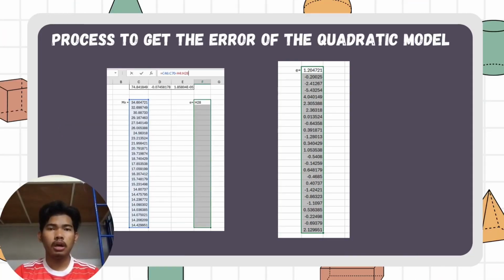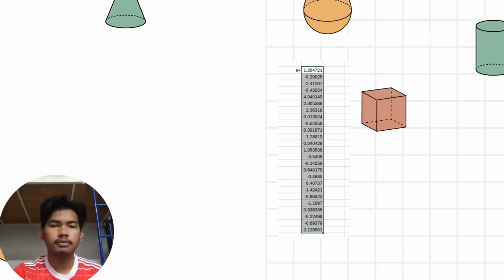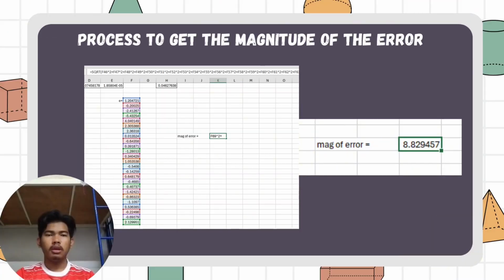The same goes for the error, where the formula of error is MV minus Y, and we get a 25 by 1 matrix. And then we get the magnitude of error, which is the square root of the sum of squares of all the errors, and we get the answer 8.82946.